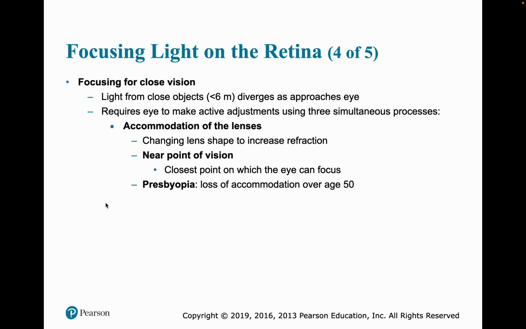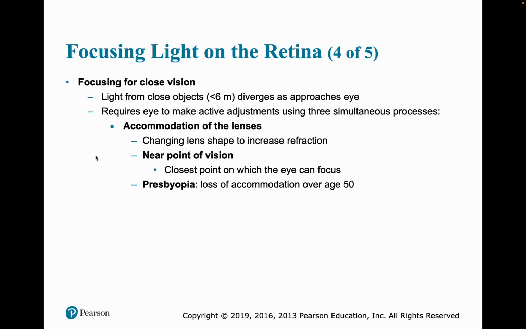For close vision, less than 6 meters away, the objects are going to diverge as they approach the eye. So we're required to make active adjustments using 3 simultaneous processes. Accommodation of the lens, which changes the lens shape to increase refraction. So for near point vision, the closest point would be defined as the closest point on which the eye can focus. Presbyopia is a loss of the ability to do that accommodation.